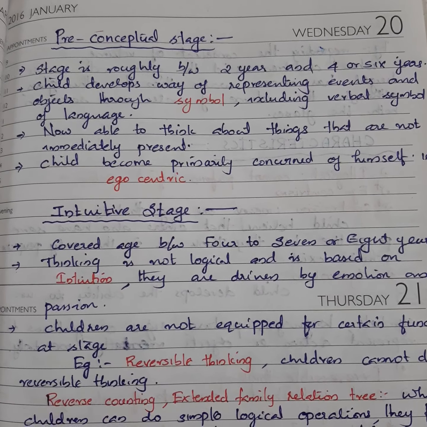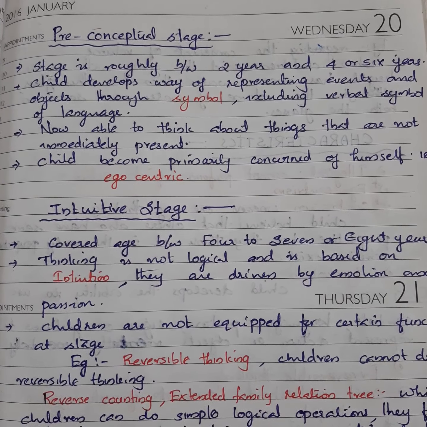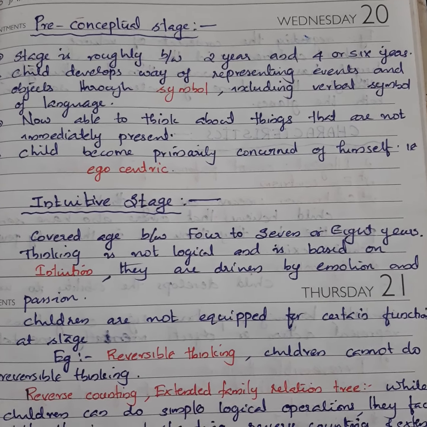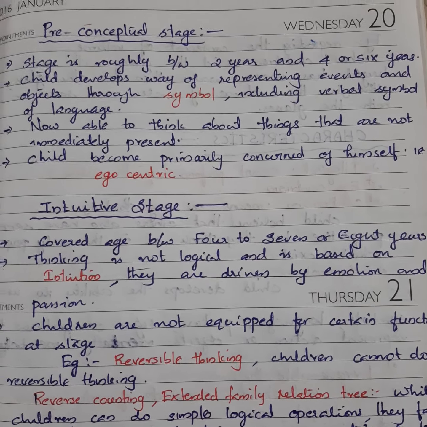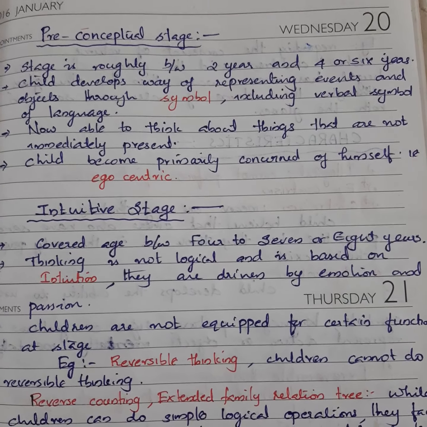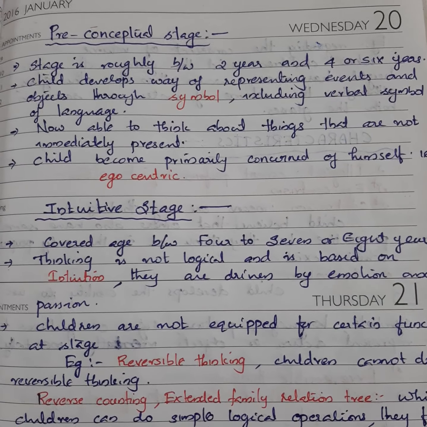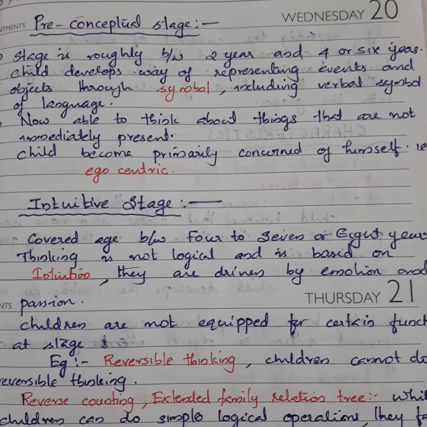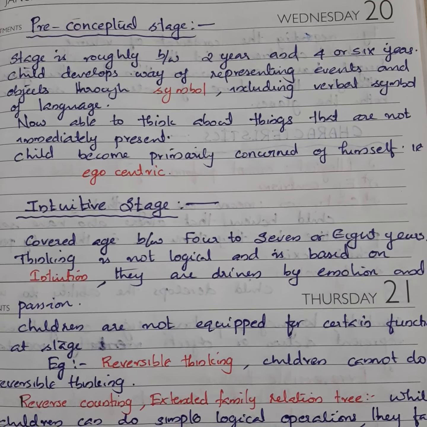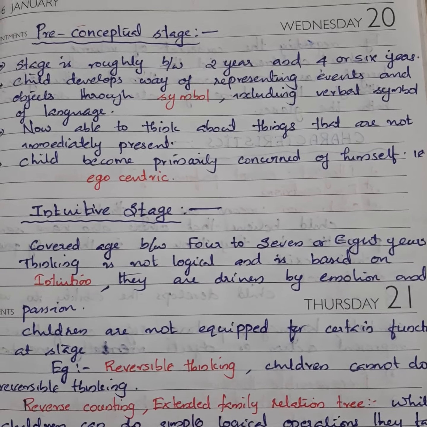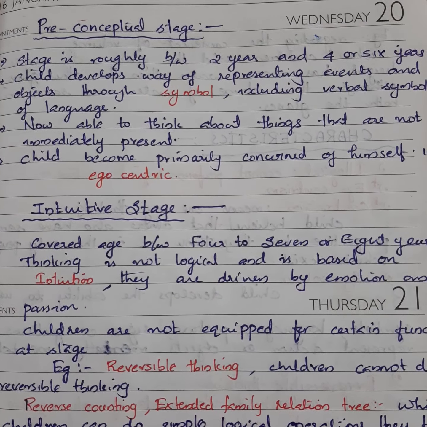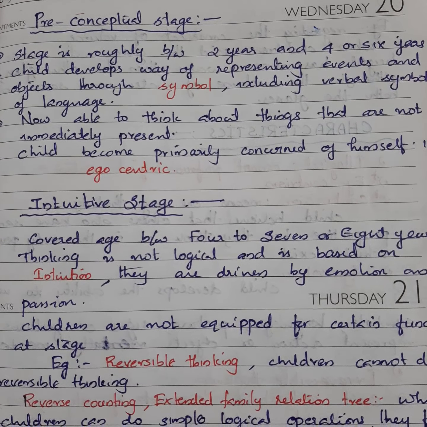That is, the child becomes primarily concerned about himself, and Piaget called it egocentrism. Children also believe that others share their same perspective, because they think it is the only perspective which exists.